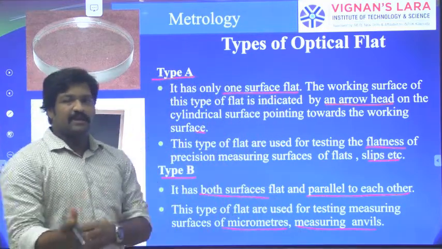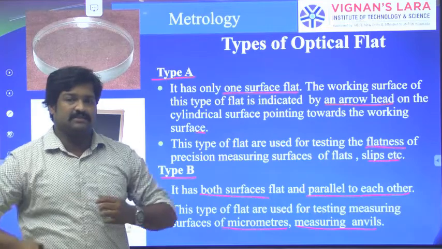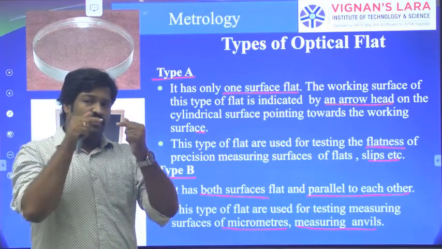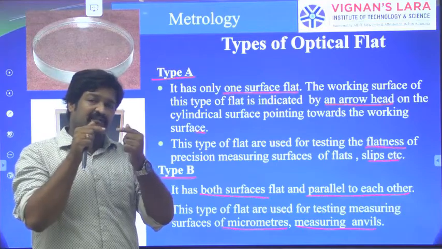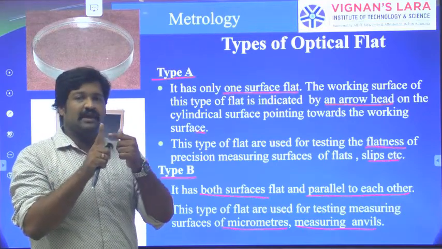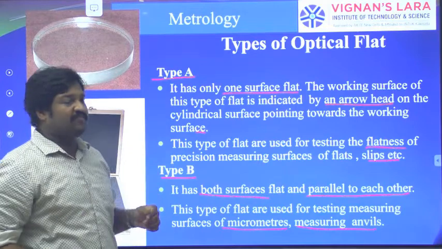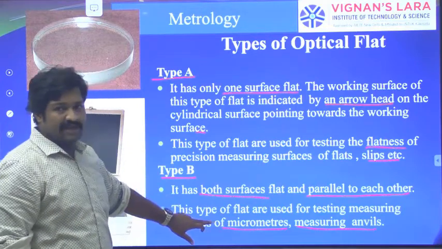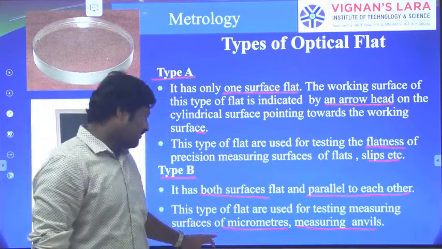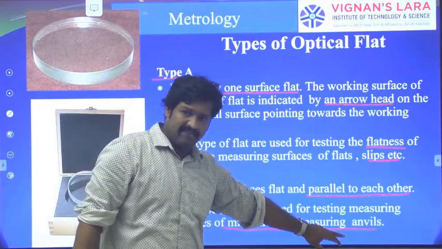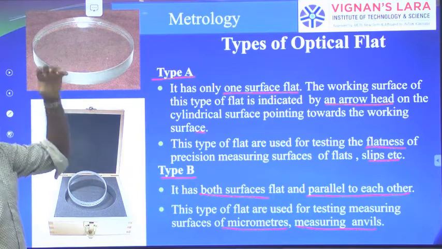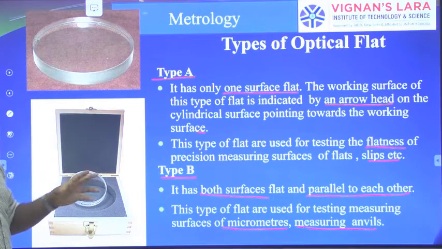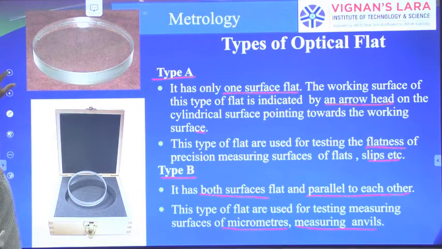As we know, micrometers are end standards. Micrometers consist of a shaft and a fixed anvil. The shaft and anvil should both be parallel to each other and the surfaces should be flat. For identifying the flatness of those ends, that is the measuring surfaces of micrometers or anvils, we use this type of optical flat for identifying the flatness or parallelism of those components.